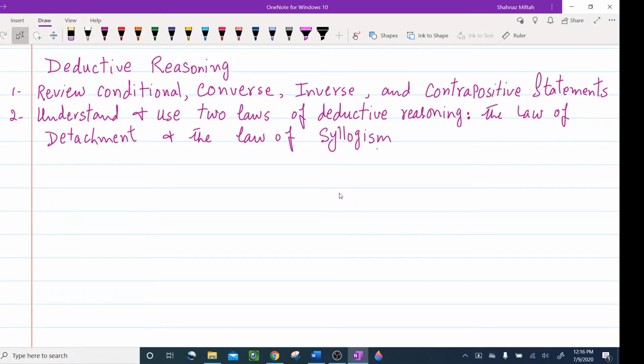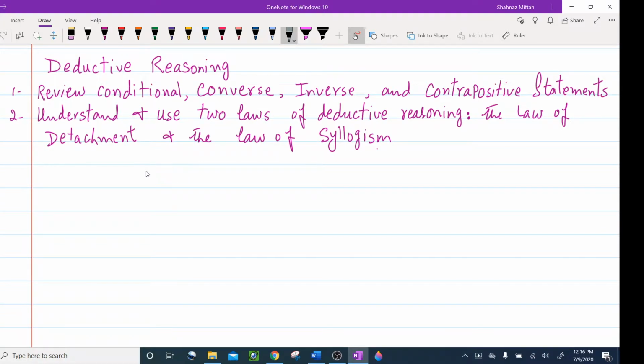In this video, we will do deductive reasoning for geometry. The objectives that we will cover: we will review the conditional, converse, inverse, and contrapositive statements, and understand and use two laws of deductive reasoning, the law of detachment and the law of syllogism, and I will give you a lot of examples.